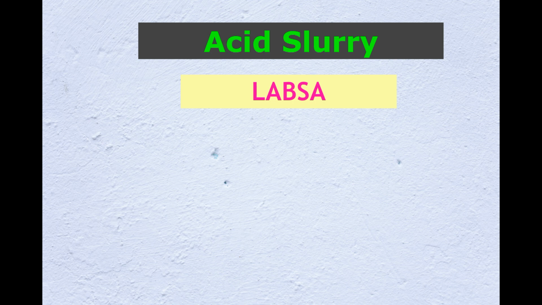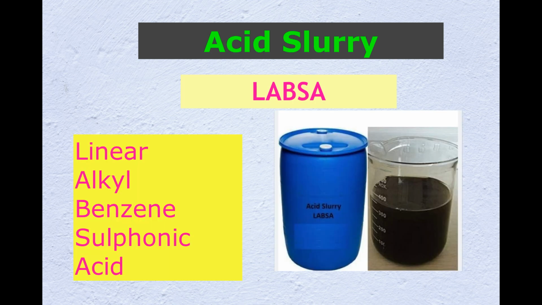Next, acid slurry. Its other name is LAPSA. Full name is linear alkyl benzene sulfonic acid. In acid slurry also, vendors tend to use some terms like TPL slurry, IPCL slurry. These terms are nothing but the company names of whoever is manufacturing the acid slurry.